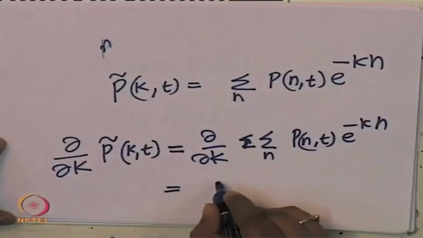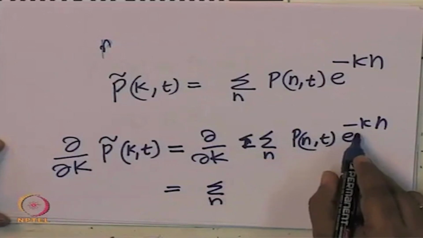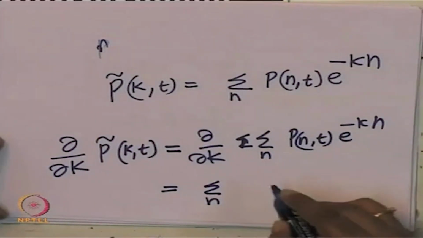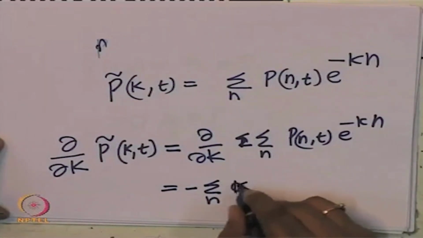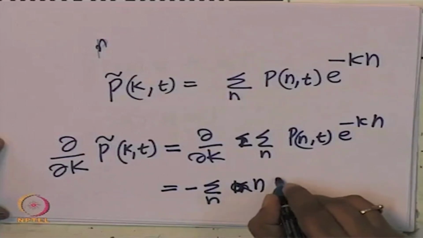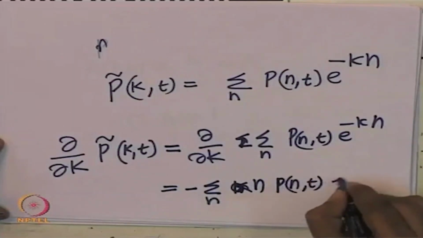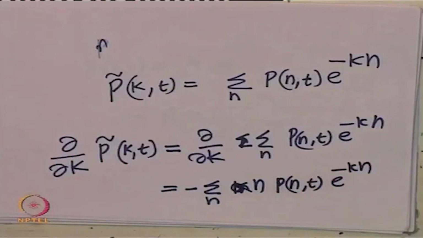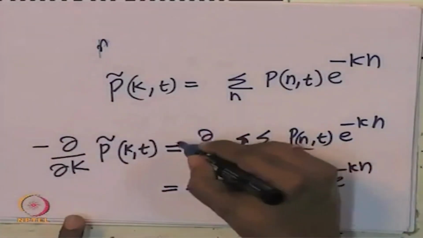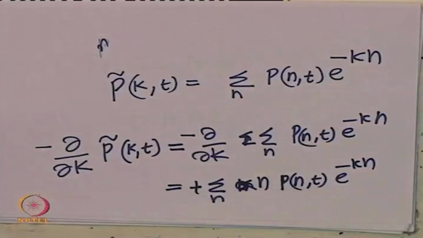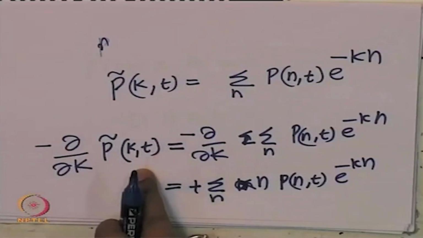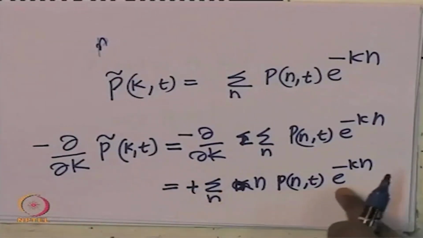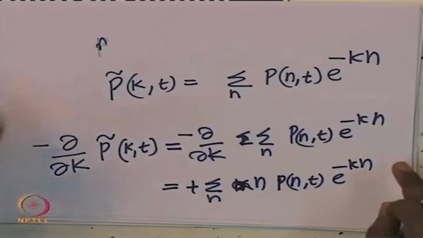So, this can be written as the sum over n, and if you find the derivative of e^(-kn), a minus n will come out. So this is minus n p(n,t) e^(-kn). So one derivative with respect to k will give you this. Now, if you put a minus sign here, this will become plus. So what you find is that minus ∂/∂k of p tilde of k, t is the sum over n of n p(n,t) e^(-kn).